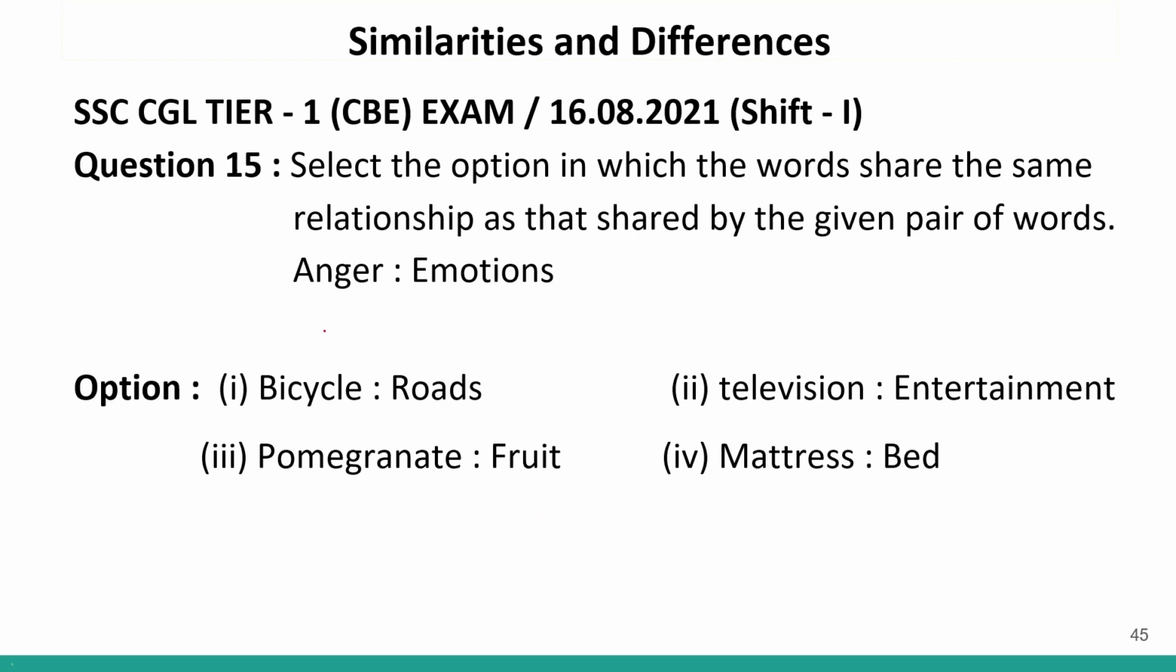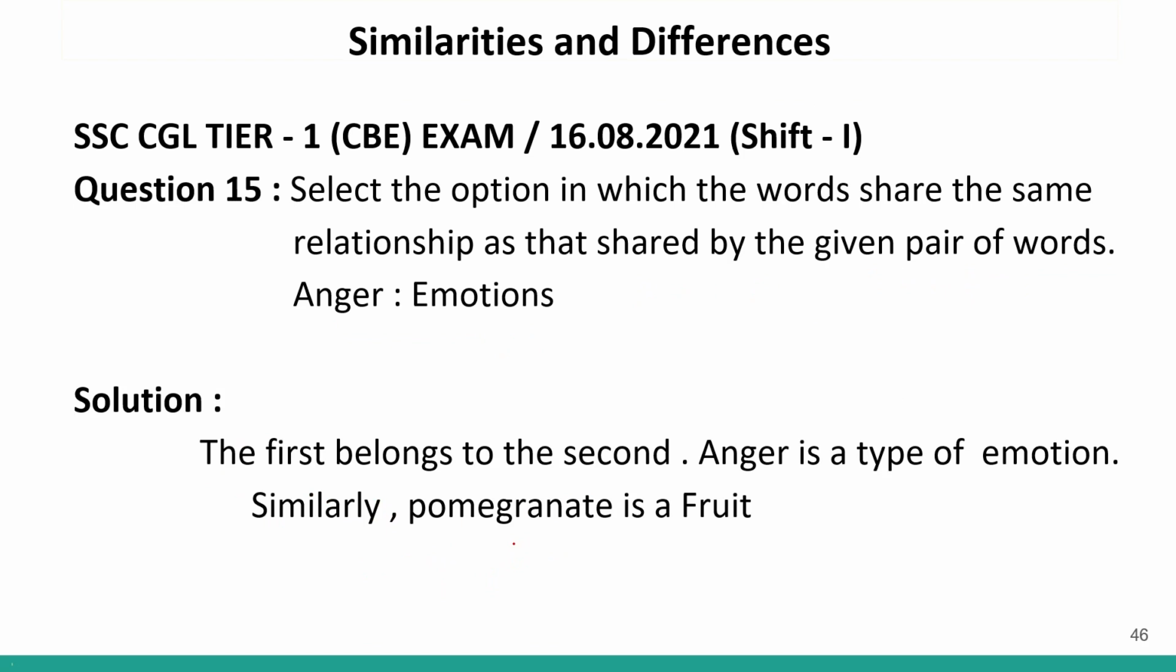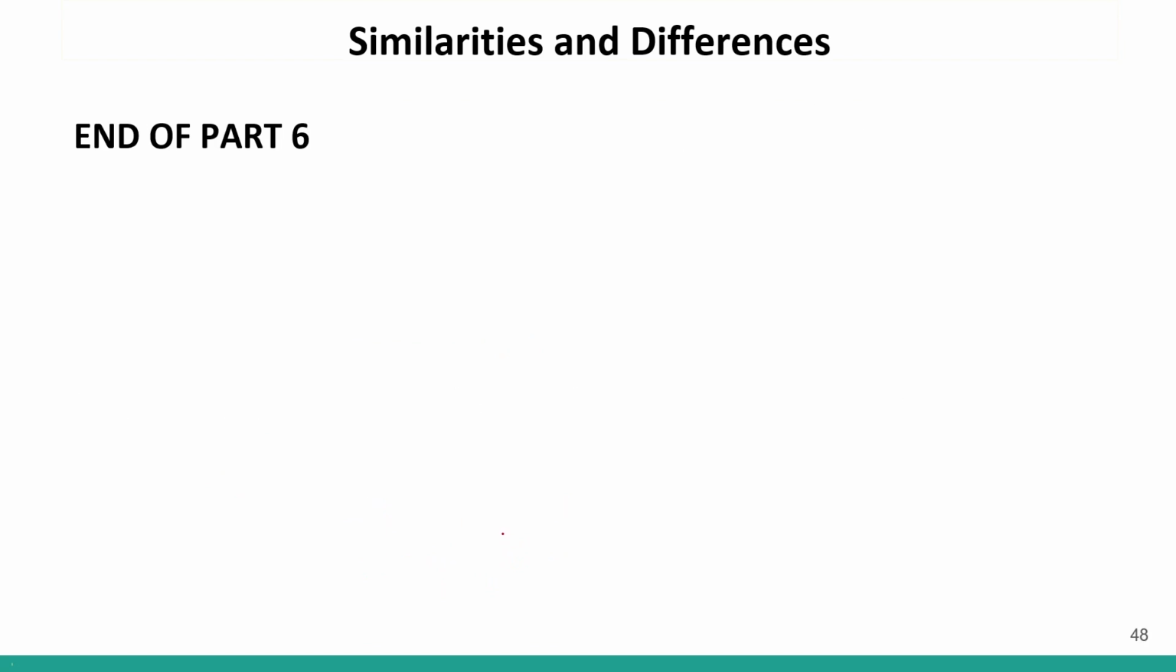Now again a question of analogy. So this pair is given to us and we have to identify that out of all these 4 pairs, which one has the same relationship as in this pair. So over here we have anger and emotions. So similarly we have to find out. We can say that anger is a type of emotion. Similarly, out of all the 4 options, in option number 3, I can say that pomegranate is a type of fruit. So only option number 3 follows the same logic. Hence our answer will be option number 3. So this concludes today's lecture.